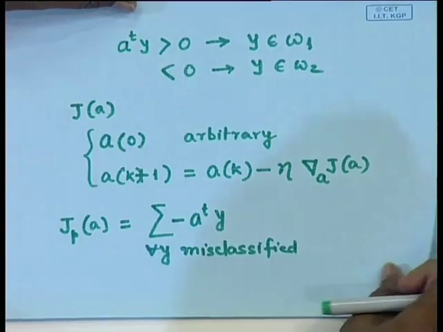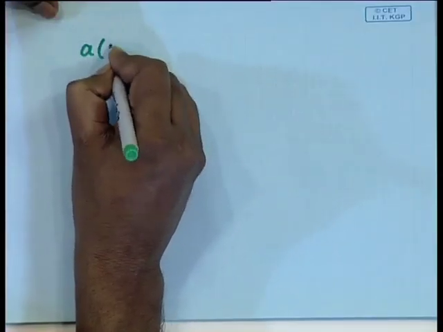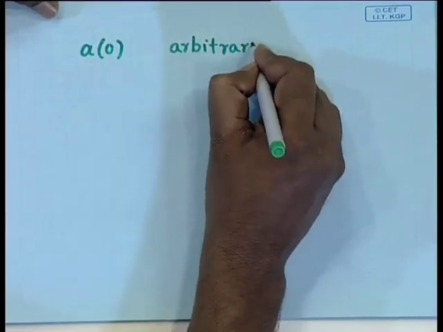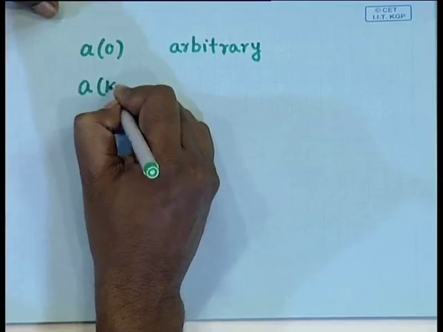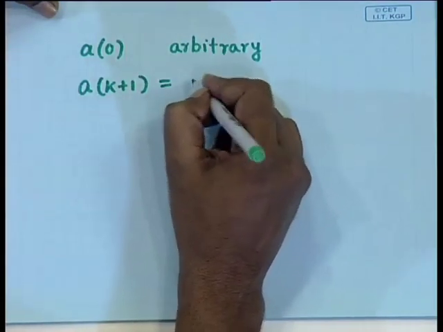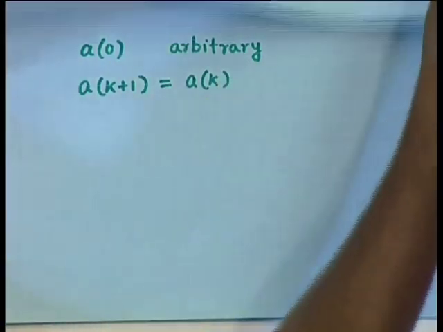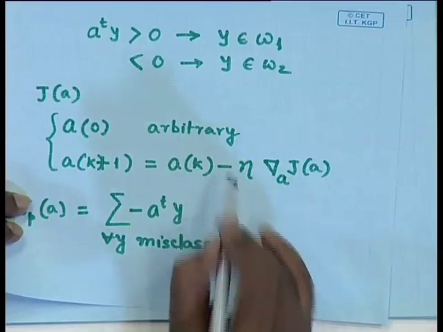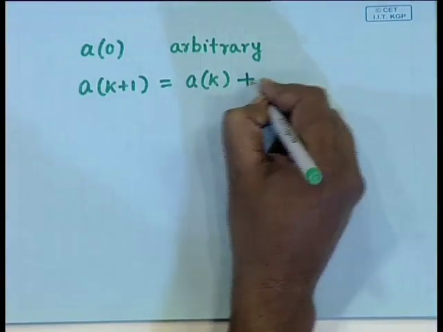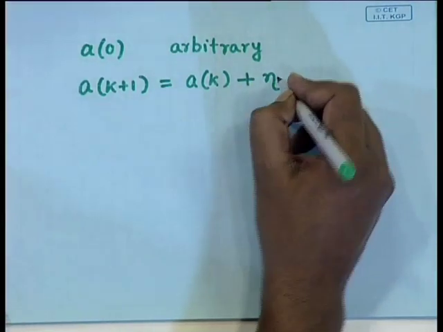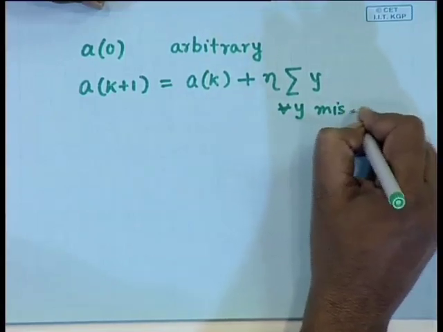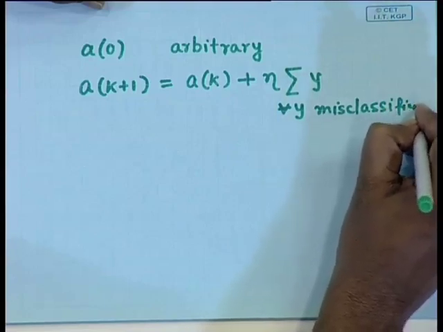Okay. So, following this we had come to an algorithm following the perceptron criteria that again, as in the general case, we start with an arbitrary weight vector a, and then in every iteration a is defined following a similar algorithm, that is a k. Now, because this term is negative, minus a transpose y, over here this will become positive. So, instead of minus it will be plus. So, it becomes a k plus eta times, where eta is the convergence rate, the summation of y for all y which are misclassified.